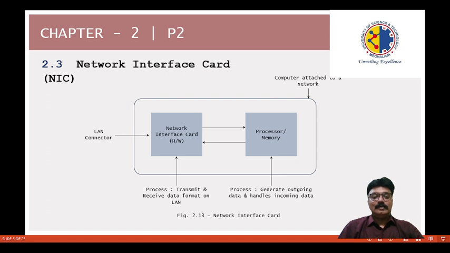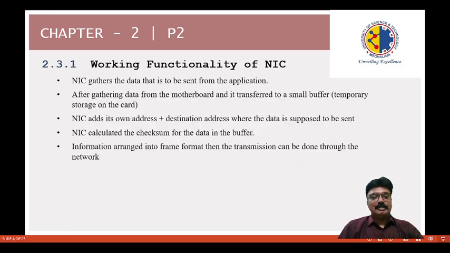Then this entire block is a computer attached to a network. So this will be there in our system. To our system, this LAN cable will be connected at this particular point. So this is simple information about the network interface card. Without this interface card hardware, the LAN cannot be connected with our system. So now the working functionality of the network interface card.